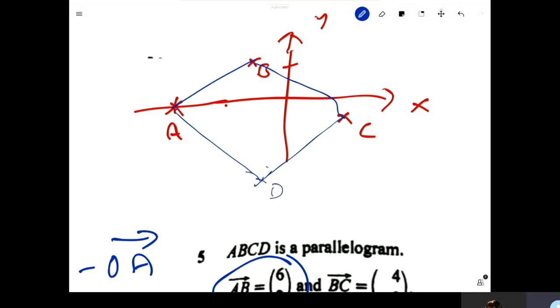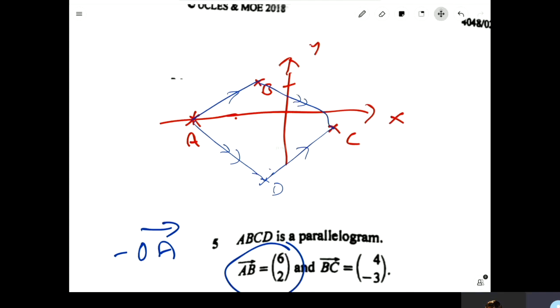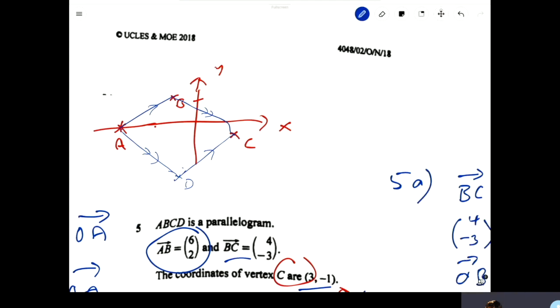But how to find the coordinates of D? I know this is parallel. These two also parallel. Okay, so let me write it out. Since they're parallel, DC is parallel to AB, right? DC, you see this one? Is parallel to AB, correct? Therefore, DC must be equal to OC minus OD.